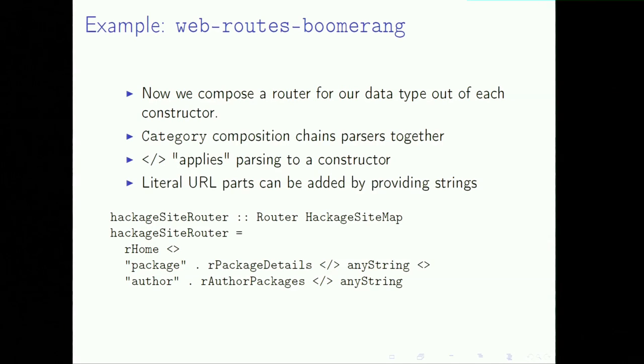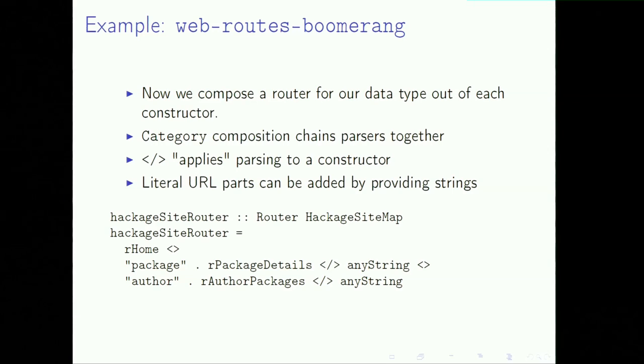And then we've also got this forward slash operator, which is a little bit like function application. So it introduces a forward slash in the URL, and it's assumed that things to the right of that forward slash are applied as arguments to routes in our sitemap. And we can also add literal URL parts by providing the individual strings, and they're going to be parsed verbatim, but also rendered back out exactly as they are.